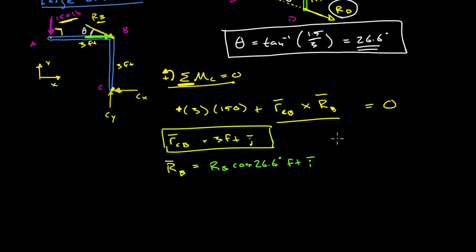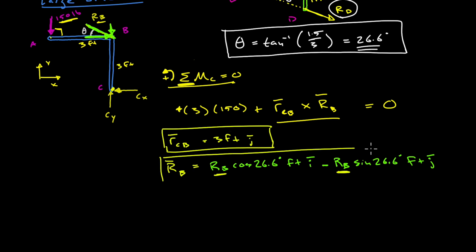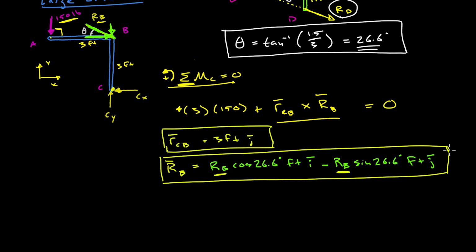And then there's also going to be a vertical component. That's this piece right here. And if you look at RB as a whole, it's going to the right, but it's also going downward. And that downward component is a negative piece that has magnitude RB sine of 26.6 degrees. And that has units of feet in the J direction. So even though we don't know what this RB value is yet, that's really the unknown that we're trying to figure out, we can still define the RB vector by using the direction that we figured out in the first part of the problem.